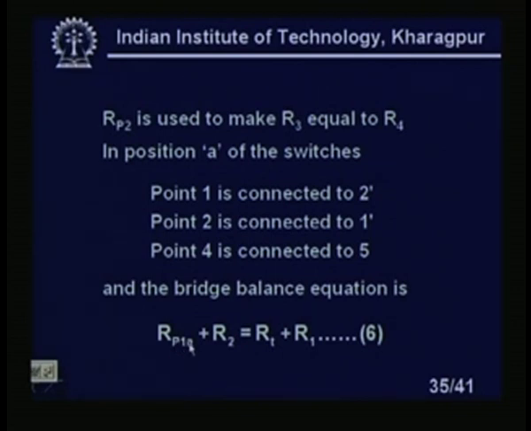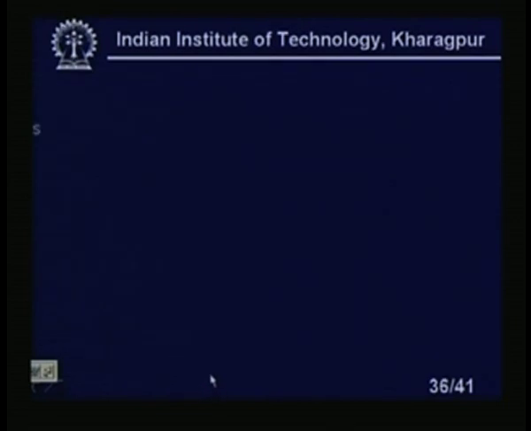What are those connections? I said that 1 is connected to 2 dash, 2 is connected to 1 dash, and 4 is connected to 5. In that situation, I will balance the bridge by varying the RP1, and suppose this new position is RP1A. So, RP1A plus R2 equal to RT plus R1, this is equation number 6.